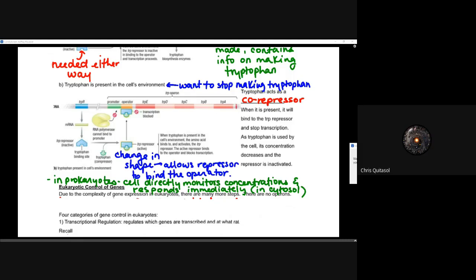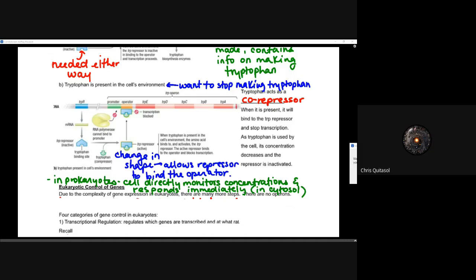So the key thing here to realize is that in prokaryotes, the cell will directly monitor concentration and it will respond immediately to those concentration changes, simply because the DNA is floating around in the cytosol. The lack of a nucleus has pros and cons. In this case, prokaryotes can respond immediately to changes in concentrations of any type of molecule. So if it needs to make more lactase, that enzyme that breaks down lactose, or it needs to make more tryptophan or make less tryptophan, it can respond quite quickly due to the lack of a nucleus. So that's how prokaryotes control gene expression.